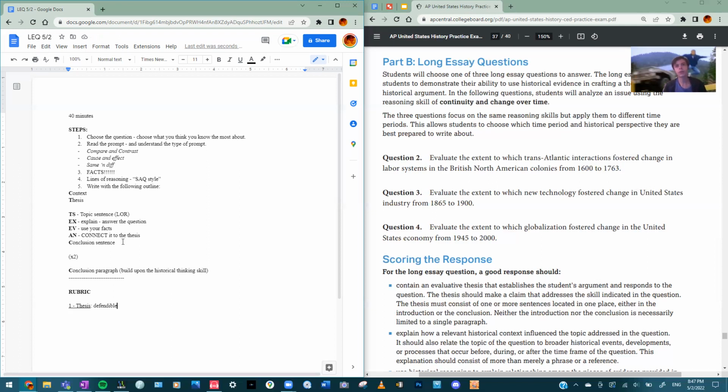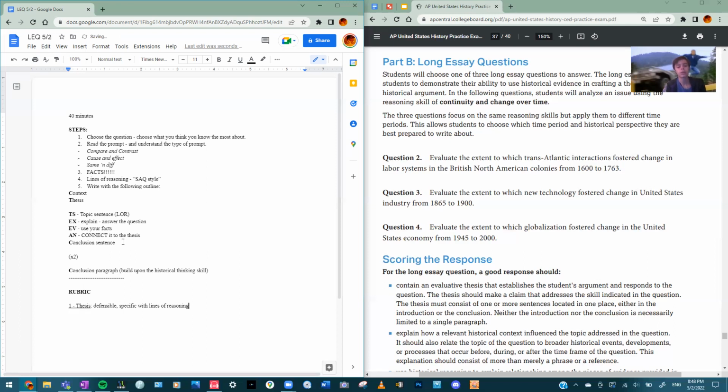So you can't just say, for example, for this one, evaluate the extent to which globalization fostered change, that globalization kind of fostered change, sort of. If you say something like that, where you're kind of in the middle, no, that's not defendable. So you wouldn't get the point. But it also needs to be defensible. Then it also needs to be specific with lines of reasoning.